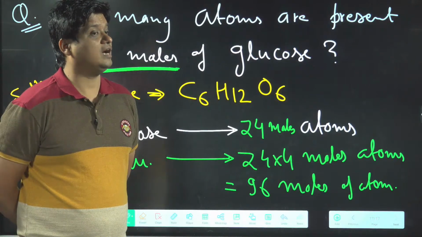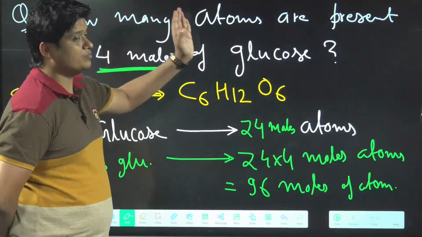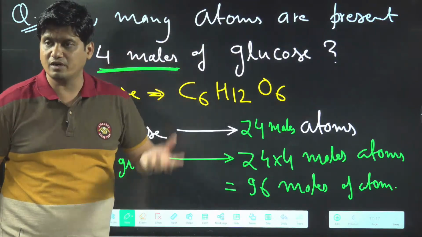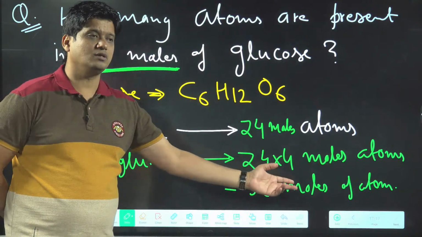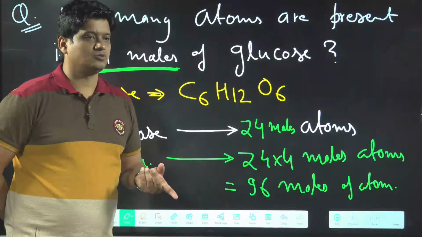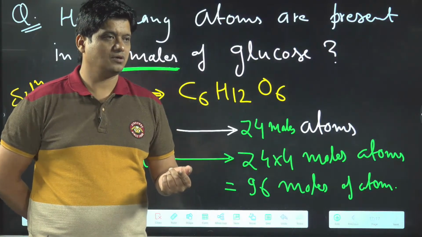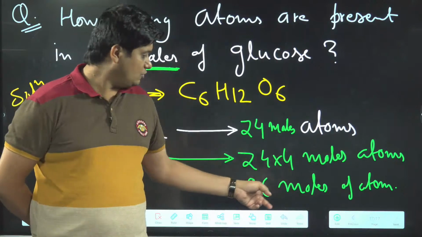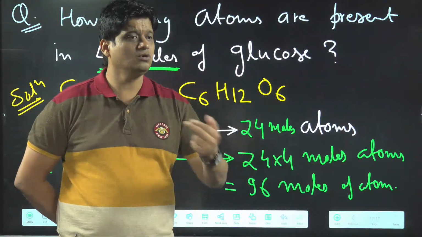But what are they asking? They are asking you how many atoms, which means they are asking about the number. 96 is mole, not number. So here you have to convert mole into number. Got the point? You know the number of moles of atoms. Now you have to convert this mole into number.